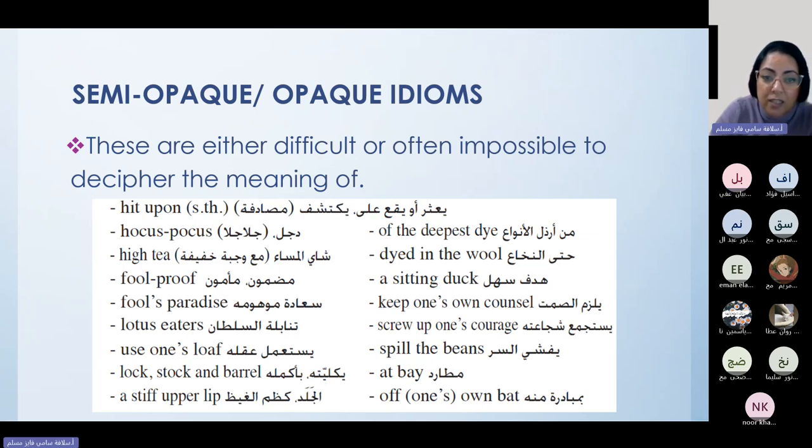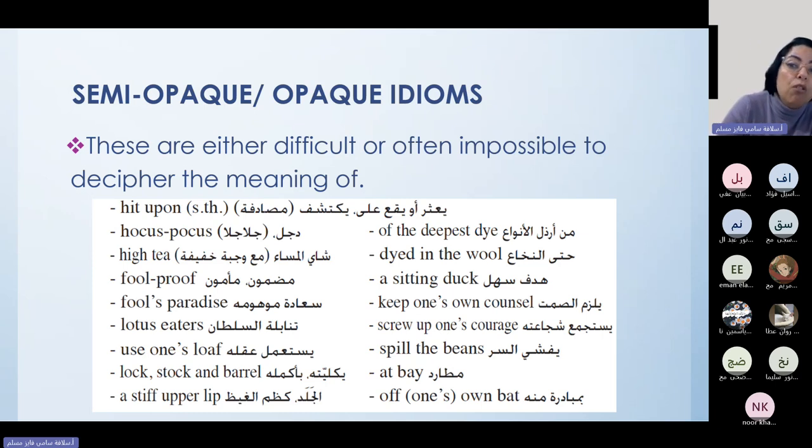For example, this one. "A sitting duck." Is it a duck sitting? No, not literally. What does it mean? An easy target. He was a sitting duck for the Israeli soldiers to kill, for example. He was an easy target for the Israelis to kill him. So you use this idiom.